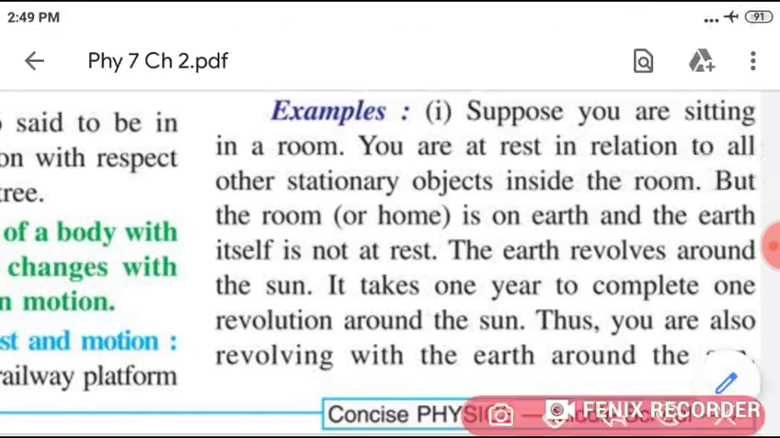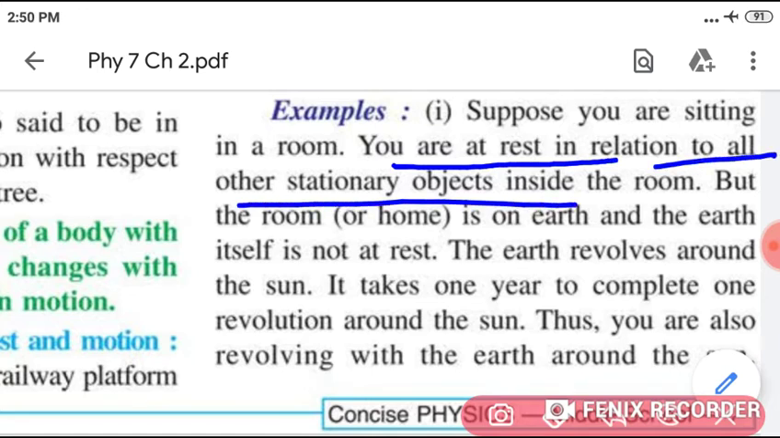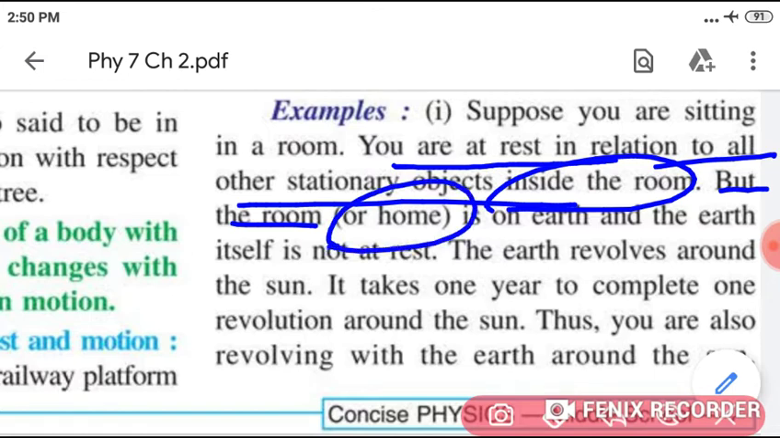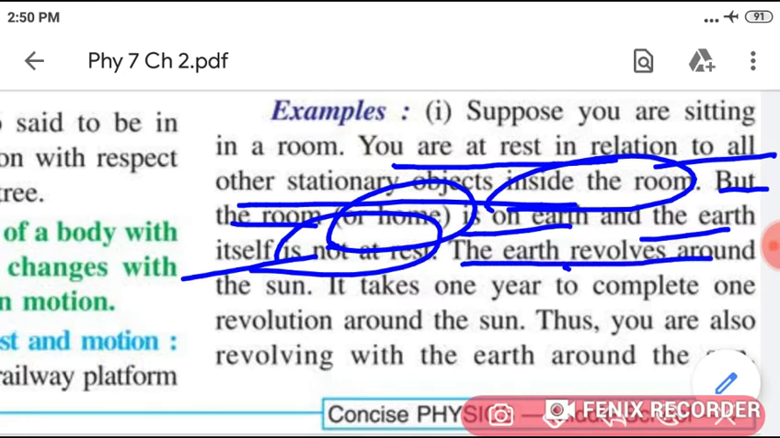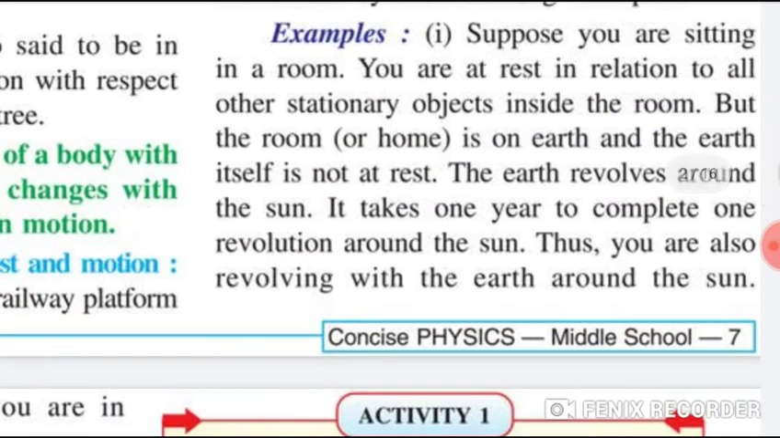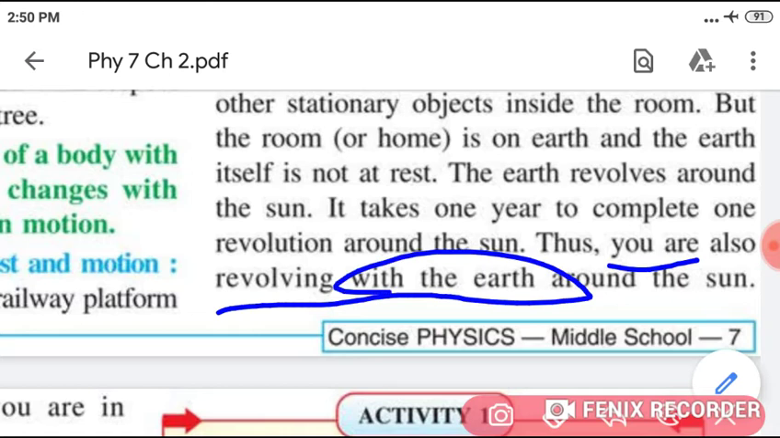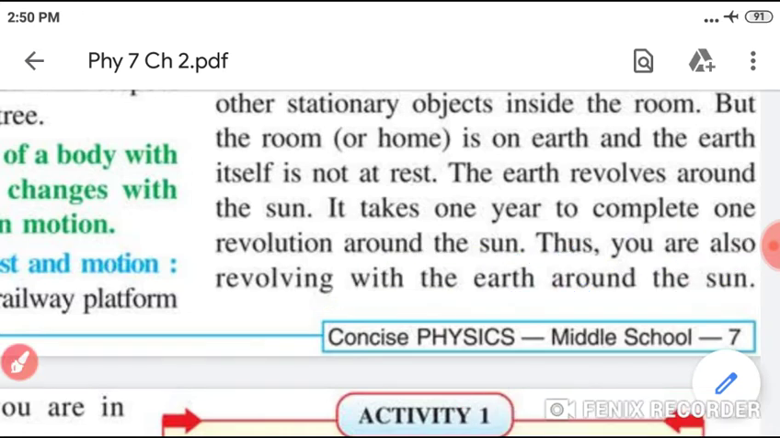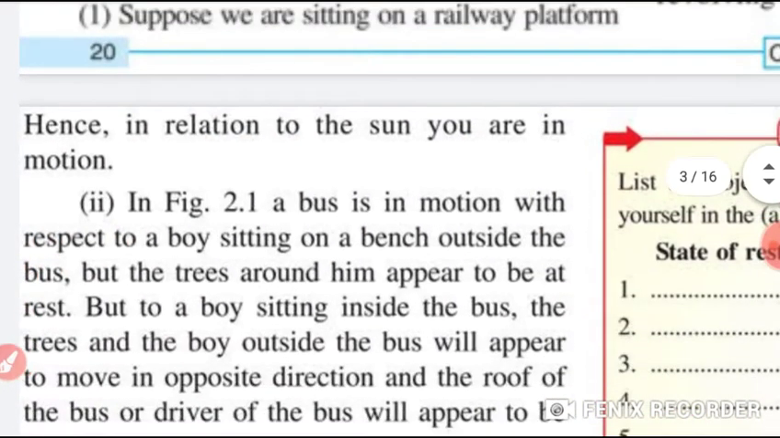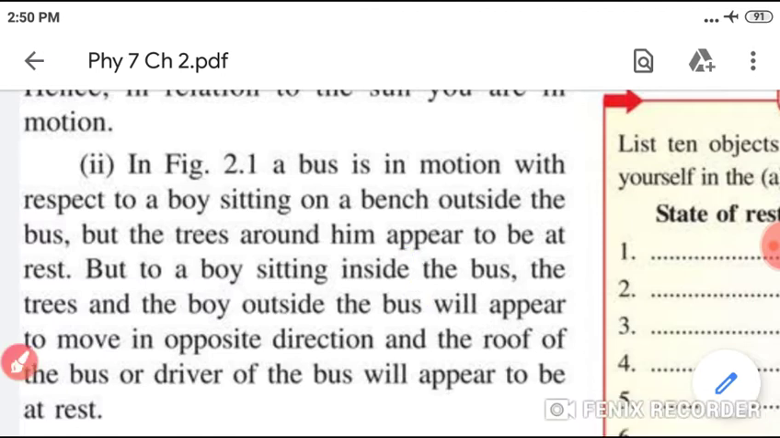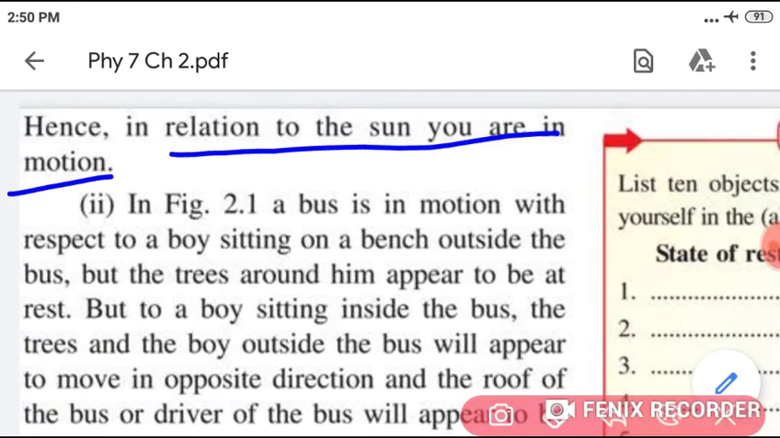Suppose we are sitting in a room. Okay, you are at rest in relation to all stationary objects which are inside the room. Is it right? Okay, but the room, or we can say your home on this earth, and the earth itself is not at rest, which means the earth is revolving around the sun. Thus we can say that we are also revolving with the earth around the sun. Okay, hence, what is the relation? Hence, in relation to the sun, you are in what? Motion.